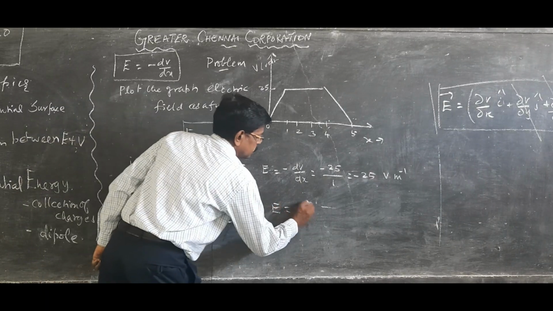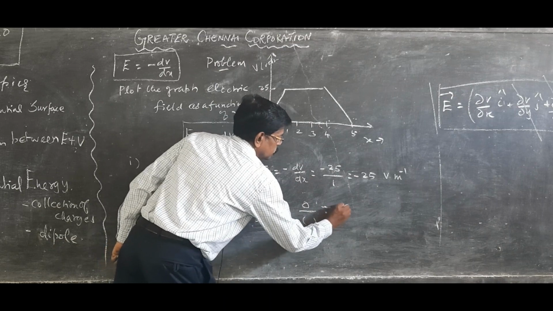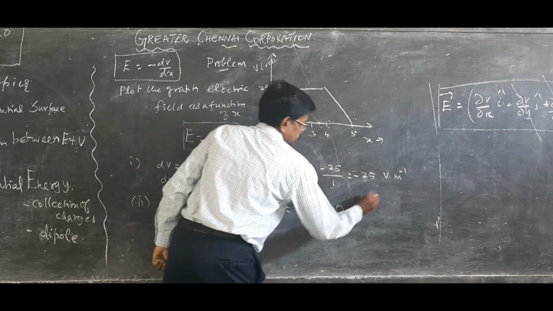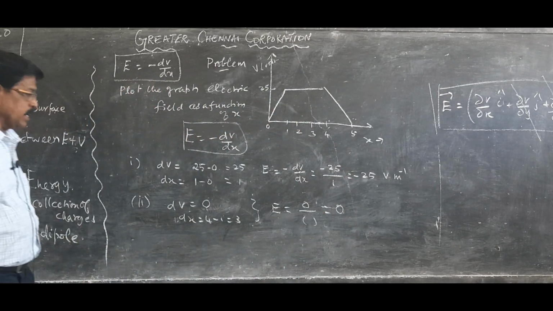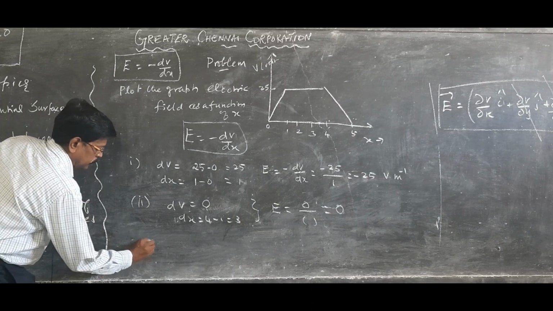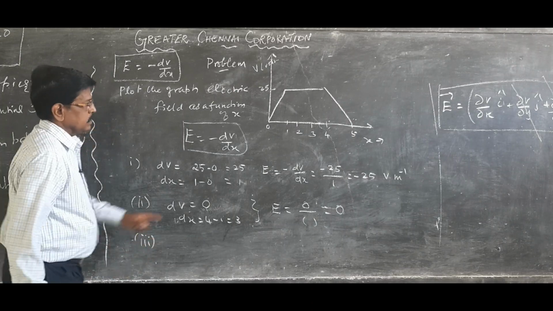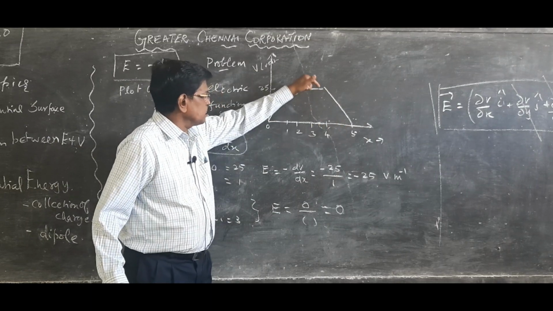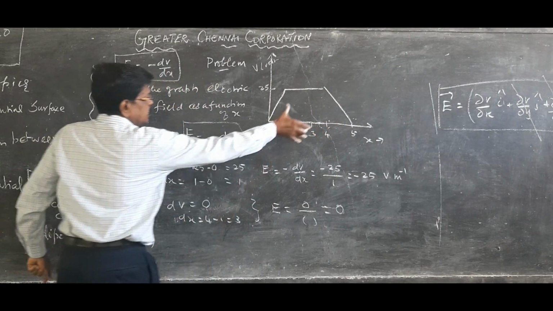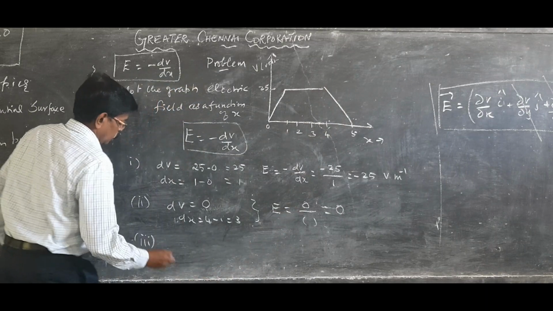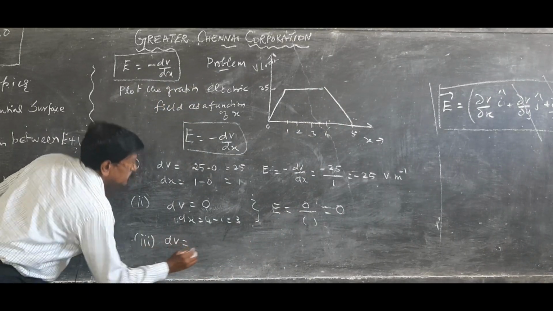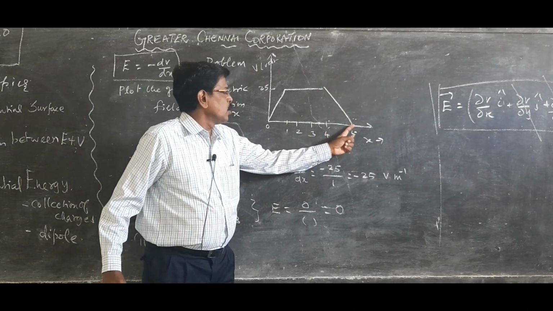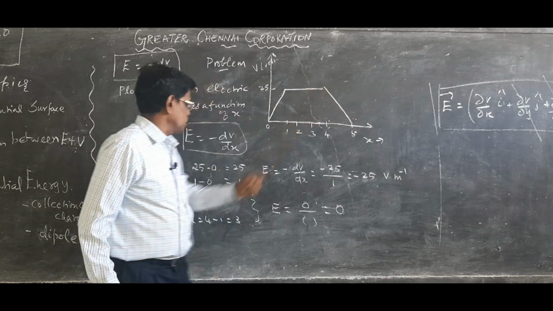0 by something is equal to 0. This is condition number 2, or part number 2. Part number 3, the last section. So the distance increases, potential decreases. In this portion, what is the change in potential? The final potential is 0, the starting potential is 25.